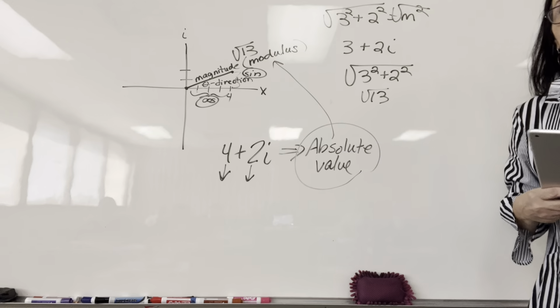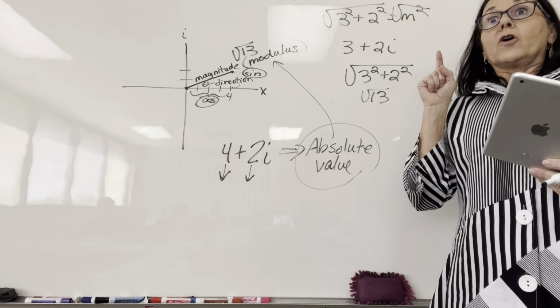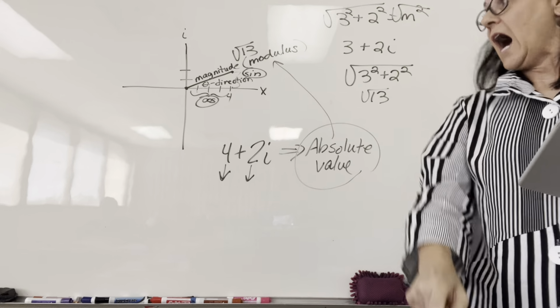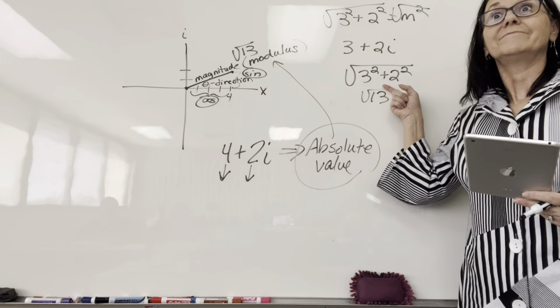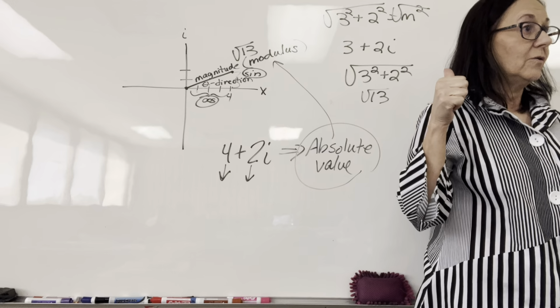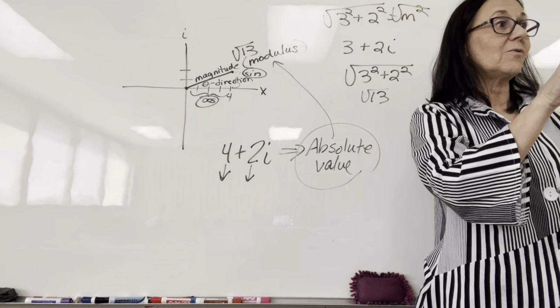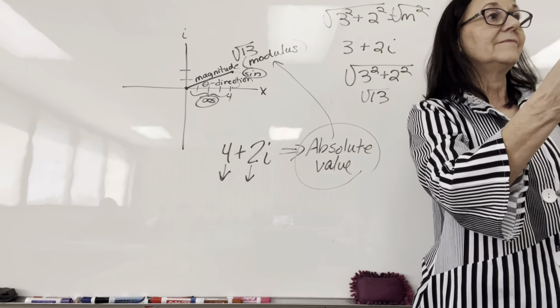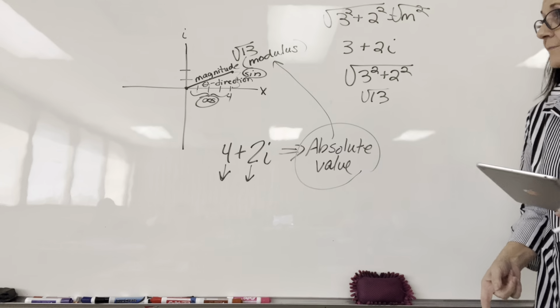And you don't use the I, so it wouldn't be 2i squared? Correct. I does not go in this formula, like x doesn't go in the formula. So we are not squaring I, because I squared is negative 1.